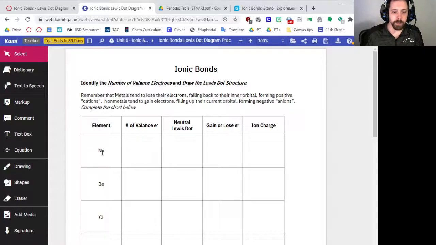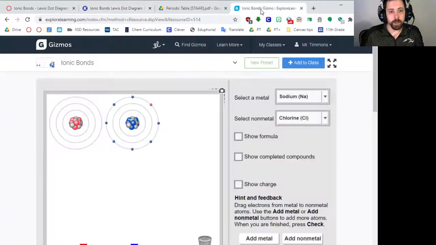So our first element, sodium, the first thing we're going to do is the number of valence electrons. We need a number between 1 and 8. How many valence electrons are there? There's a few ways we can do this. If you want to look at your gizmo here, let's reset it. Sodium here has 1 valence electron, and we know that because it's on the outside orbital, and there's that 1 valence electron right there on the outside orbital.